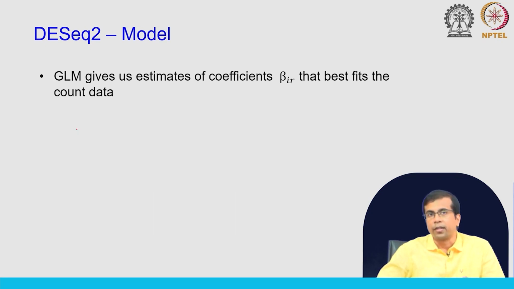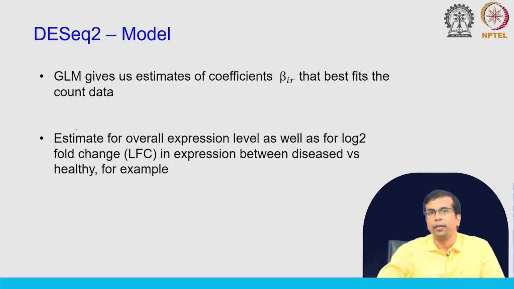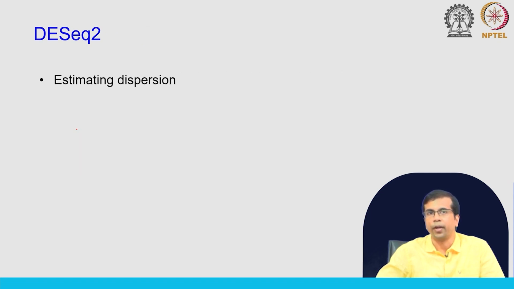Okay, so, what this generalized linear model does is give us estimates of these coefficients, the beta_i, that are present in the model and that best fit the data. Okay. And in that process what you get is the overall expression level for each gene as well as the log2 fold change value for each gene between disease versus healthy samples, for example. You can imagine the similar concept will apply if you are talking about condition 1, condition 2 analysis, etc. So, from this model you get this log fold change as well as the mean expression level for each gene. Okay.